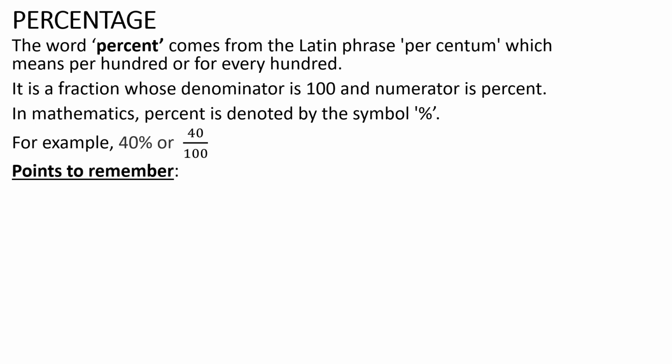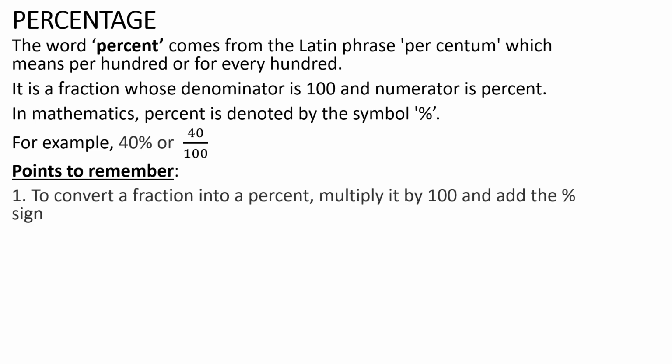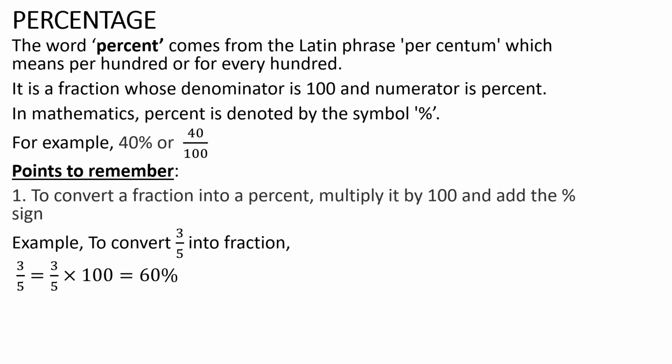Some points to remember when you simplify or solve the problems in percentage. To convert a fraction into percentage, we have to multiply the given fraction by 100 and then the percentage symbol should be added. For example, to convert 3 by 5 into percentage, multiply 3 by 5 with 100. So after cancelling, 5 twenties are 100, we get 3 into 20, 60% is the answer.